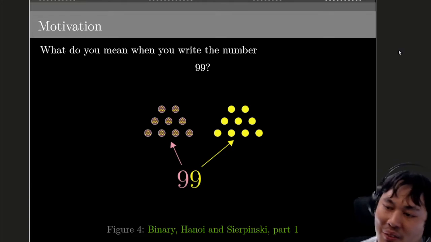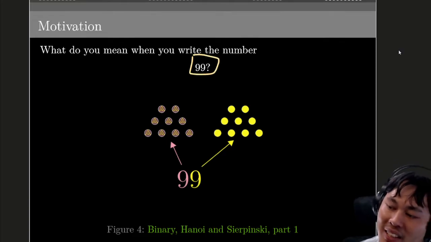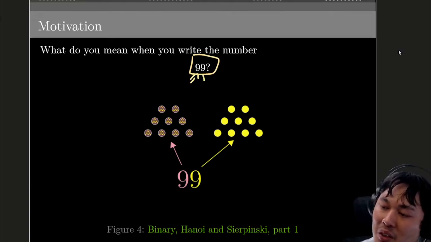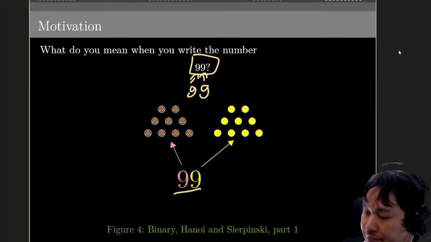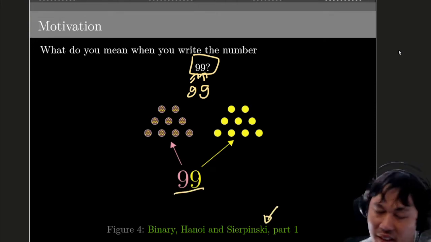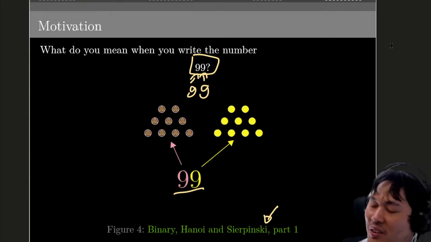So yeah, we go back to what do you mean by the number 99? What do you mean by those digits, those numbers? Why do we put one after another? And here, again, that's another clip that I suggest you watch during your free time.